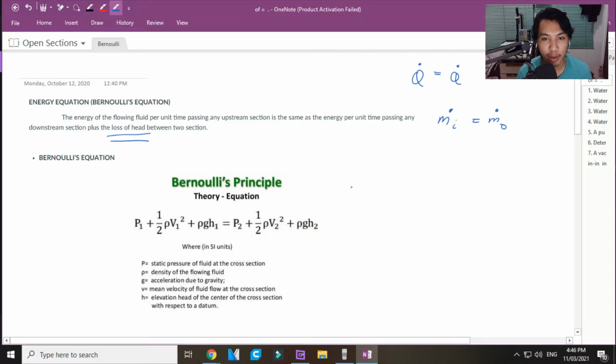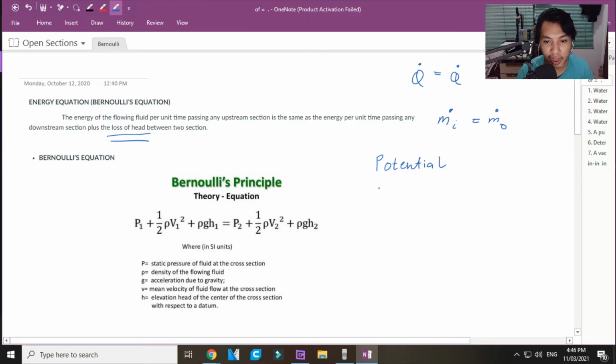Ibig sabihin, your fluid contains what? Different types of energy. A stored energy is simply defined as potential energy. This is the stored energy in the fluid, and it is greatly affected by the displacement of the fluid. Displacement, anong ibig sabihin sa displacement? Hindi po yan yung Q. Yan yung kanyang taas, yung height. Okay? On where it came or where it will fall.